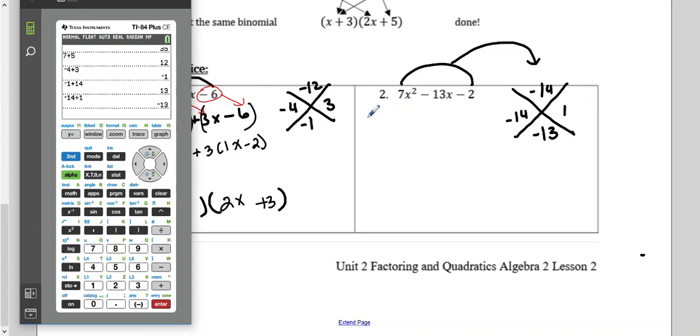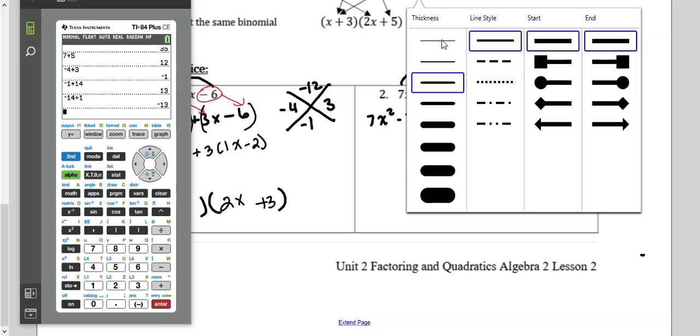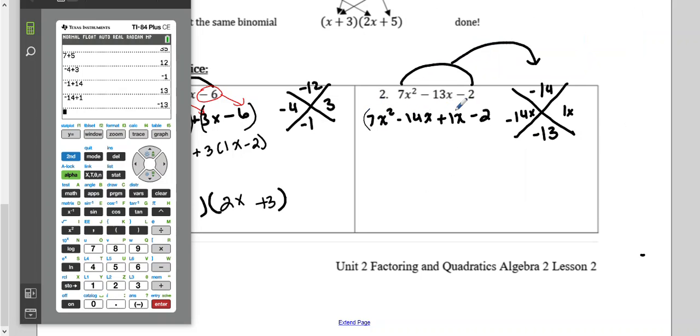Okay, so I'm going to start by writing this out. 7x squared minus 14x. Don't forget to write the x here. Okay, you have to write the x. Plus 1x minus 2. So just write the first number, last number, and then split the middle number. Alright, so now I'm going to make my 2 groups. Group the first 2, group the second 2, and then factor it out.